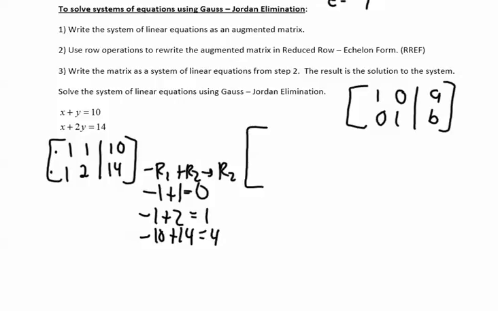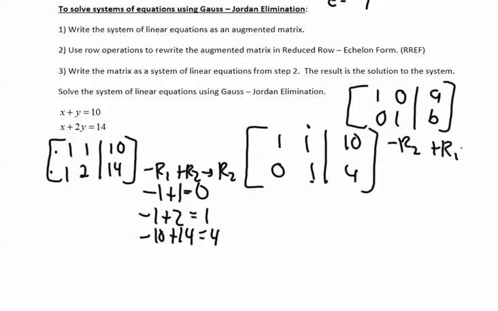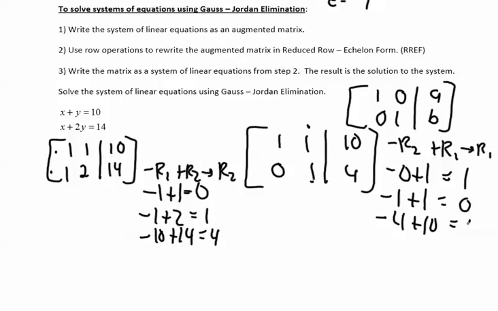So write my new matrix. So again, row 1 stays the same, and change row 2. Now, this one is where it belongs, so this is the one I need to get rid of. So what am I going to do? I'm going to take the opposite of row 2, I'll add it to row 1, and that's going to be my new row 1. Okay? So let's do this. So 0 plus 1, -1 plus 1, and then -4 plus 10, which is 6.